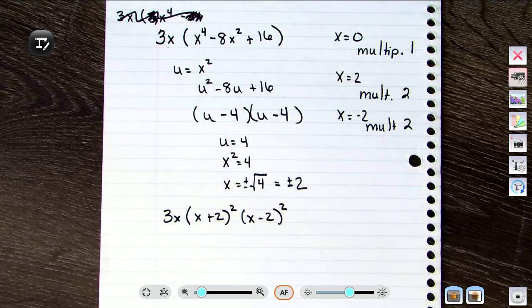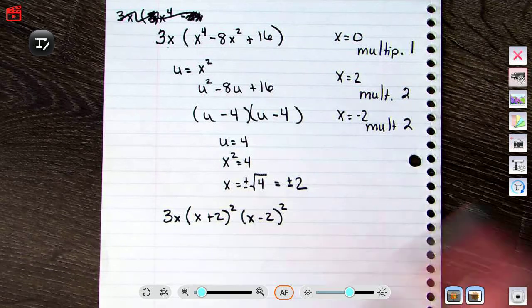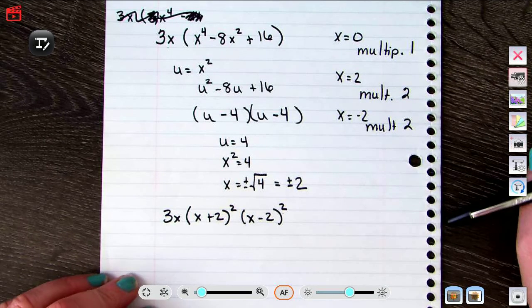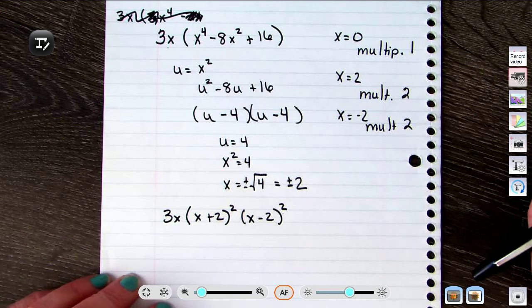I'm going to stop the video here because with my next example it is going to take us some time to work through it, and I want to make sure that we have enough time to do so. So another really long example in the next video.